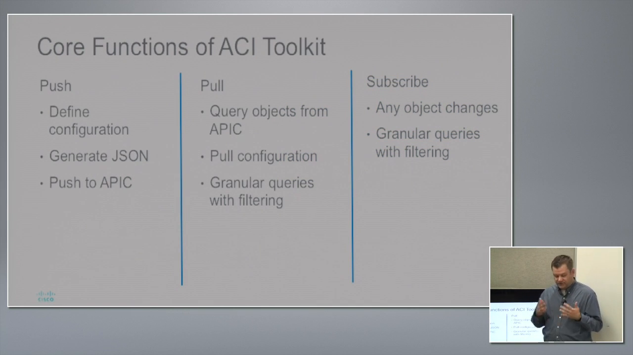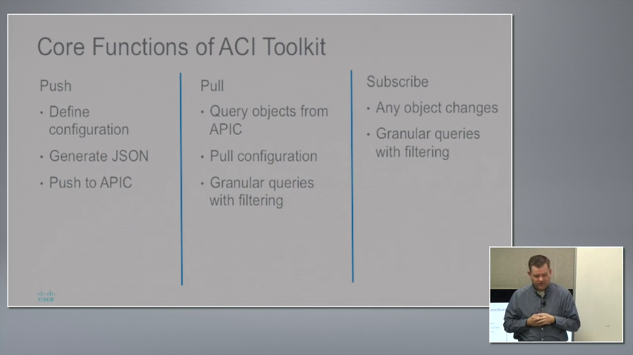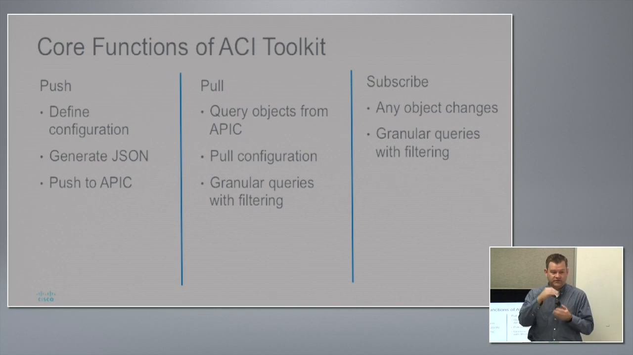In the core of it, there's basically three things you can do. One is push things to the APIC. So you define a configuration, you define your full three-tier app, and you can push the full network config. You can generate the JSON. So if you want to define it in these simple classes, you can actually just generate the JSON, see what it's going to push to the APIC.